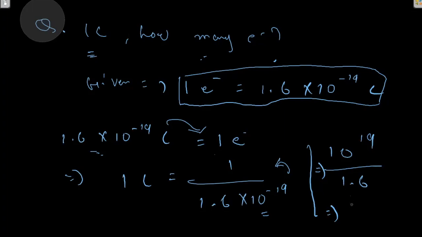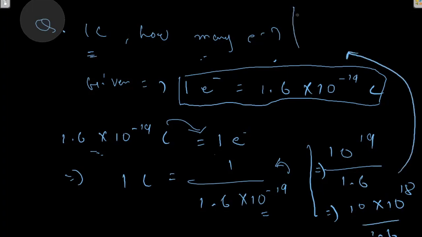You can just write it as 10 into 10 to the power 18. I broke it. 10 to the power 19 you can write as 10 into 10 to the power 18 by 1.6. I don't have space, let me write here. So if you solve them, 10 by 1.6, if you divide them, you'll get 6.25 into 10 to the power 18 number of electrons. So I hope it's clear. In 1 coulomb of charge, you have 6.25 into 10 to the power 18 number of electrons.